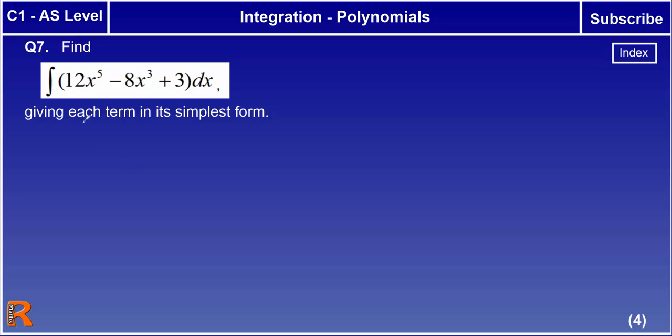Question 7. Back to a more straightforward 3-step polynomial. So we're going to integrate this. So x to the 5 goes to x to the 6. This looks very familiar to one we did earlier, but the numbers are slightly different. Differentiate this, it becomes 6x to the 5. We want 12x to the 5, so we need to multiply that by 2.